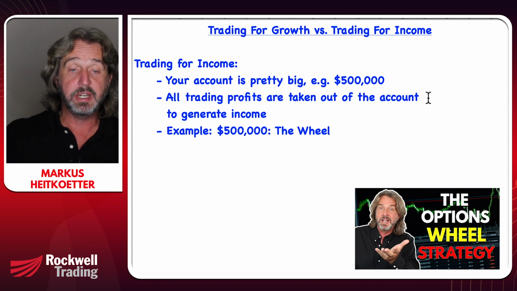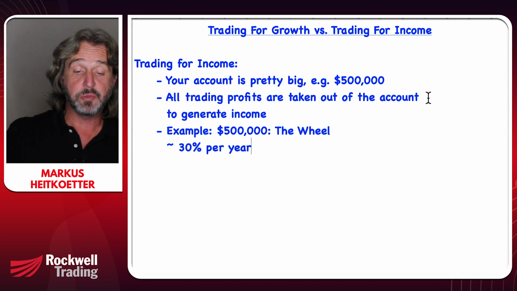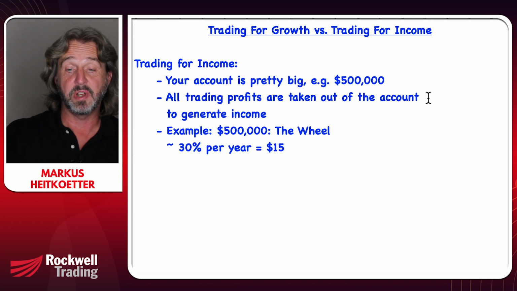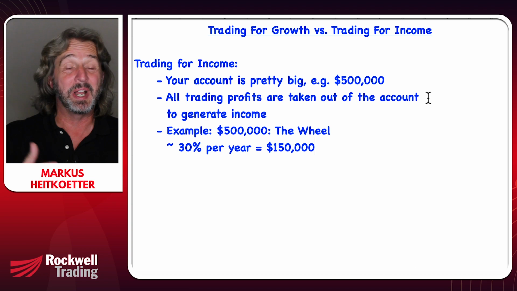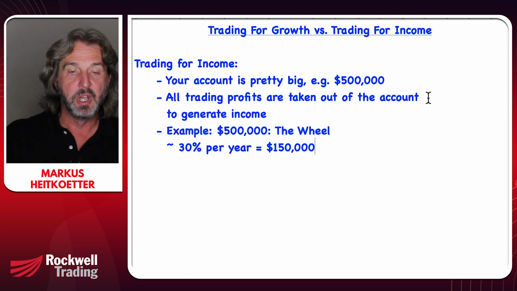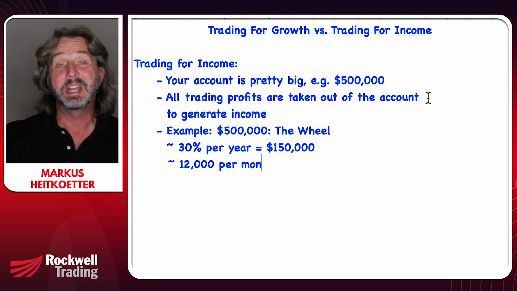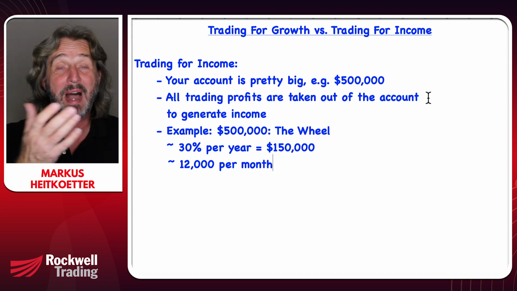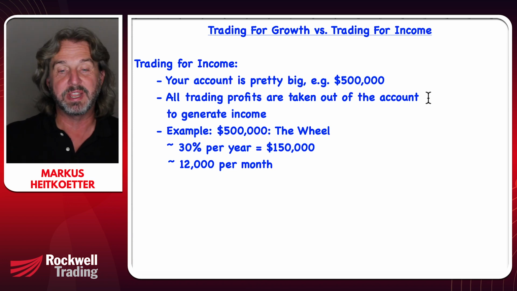And the idea here with the wheel is that you're generating approximately, let's say, 30% per year. So this would be $150,000. So just here, for the sake of our discussion and to use round numbers, this would be approximately $12,000 per month. I know it's a little bit more, because if we divide 150,000 by 12 months, it would be a little bit more than 12,000, but you get the idea.